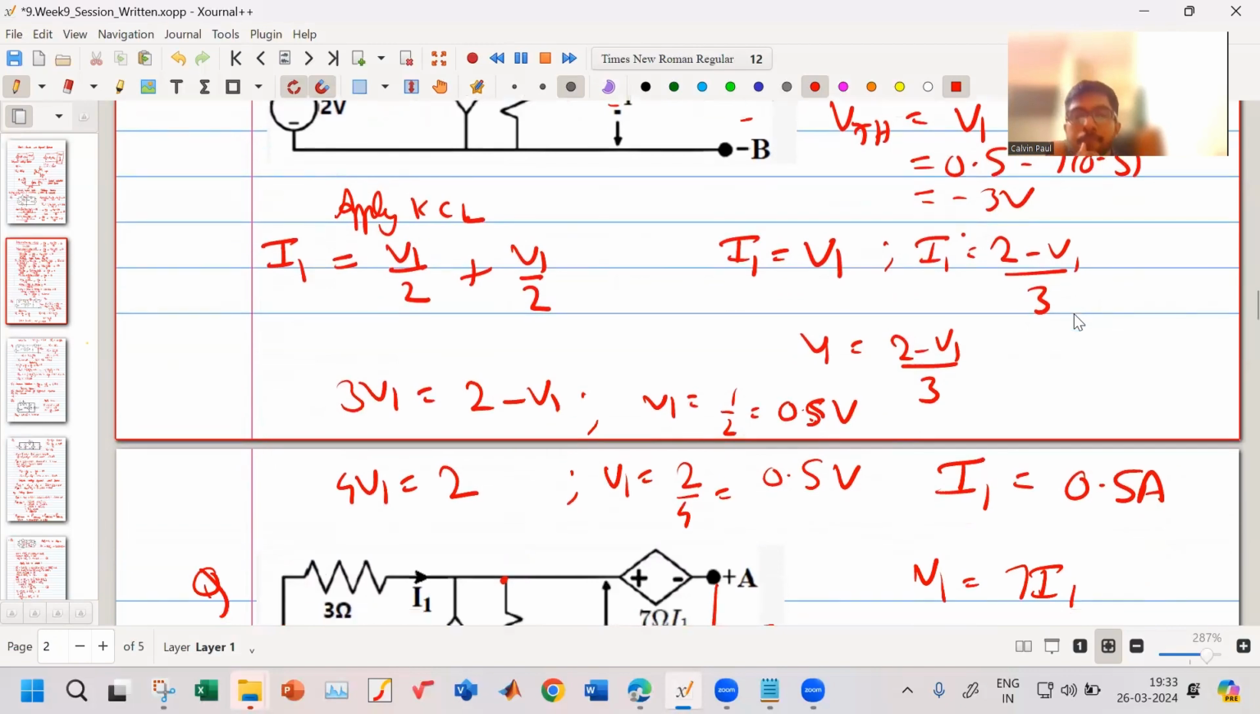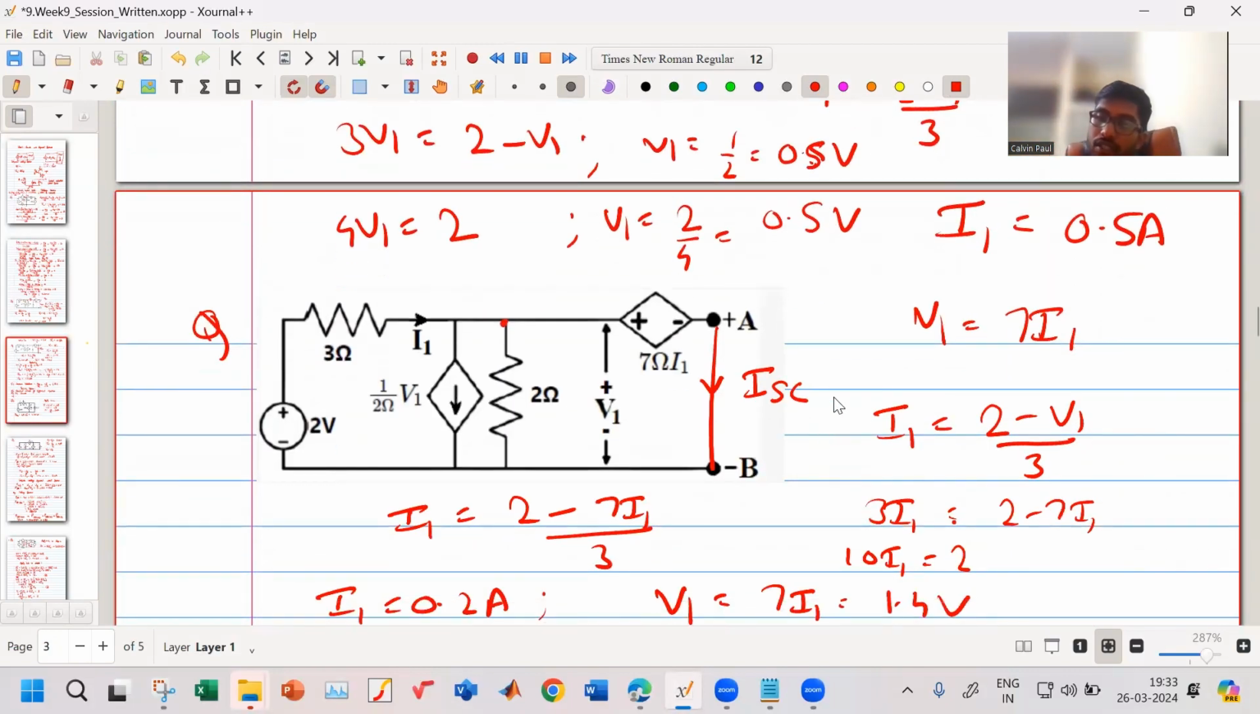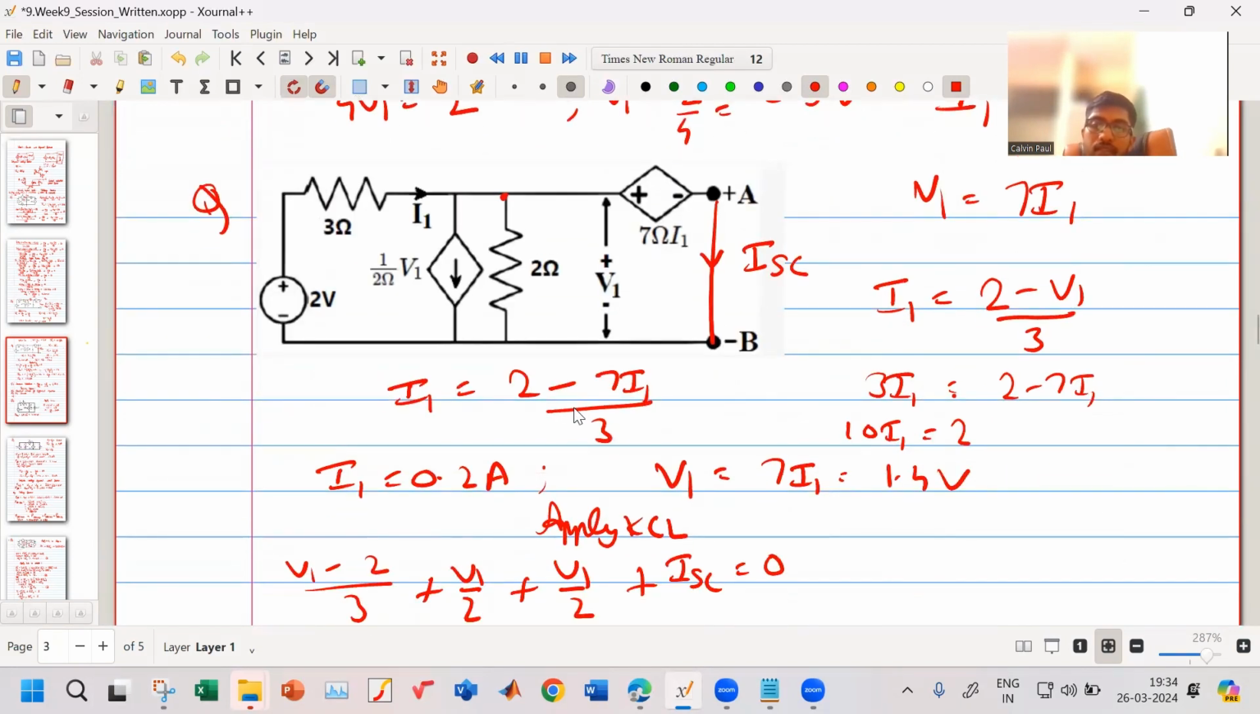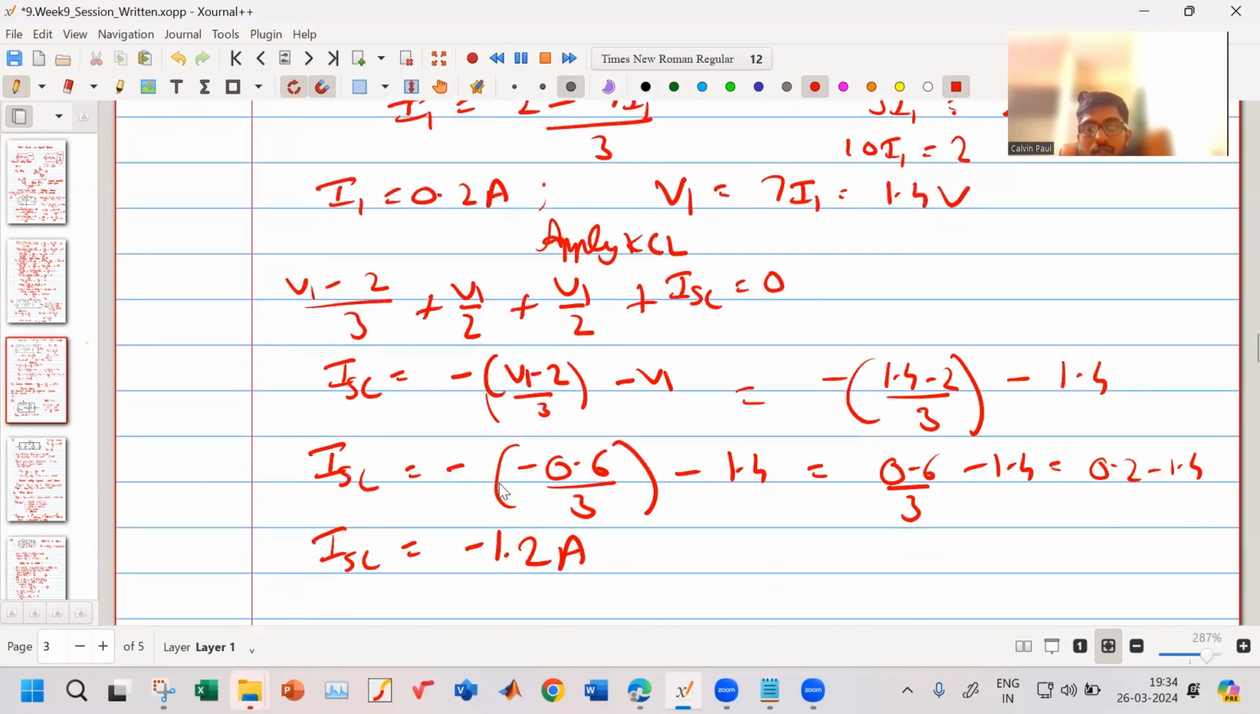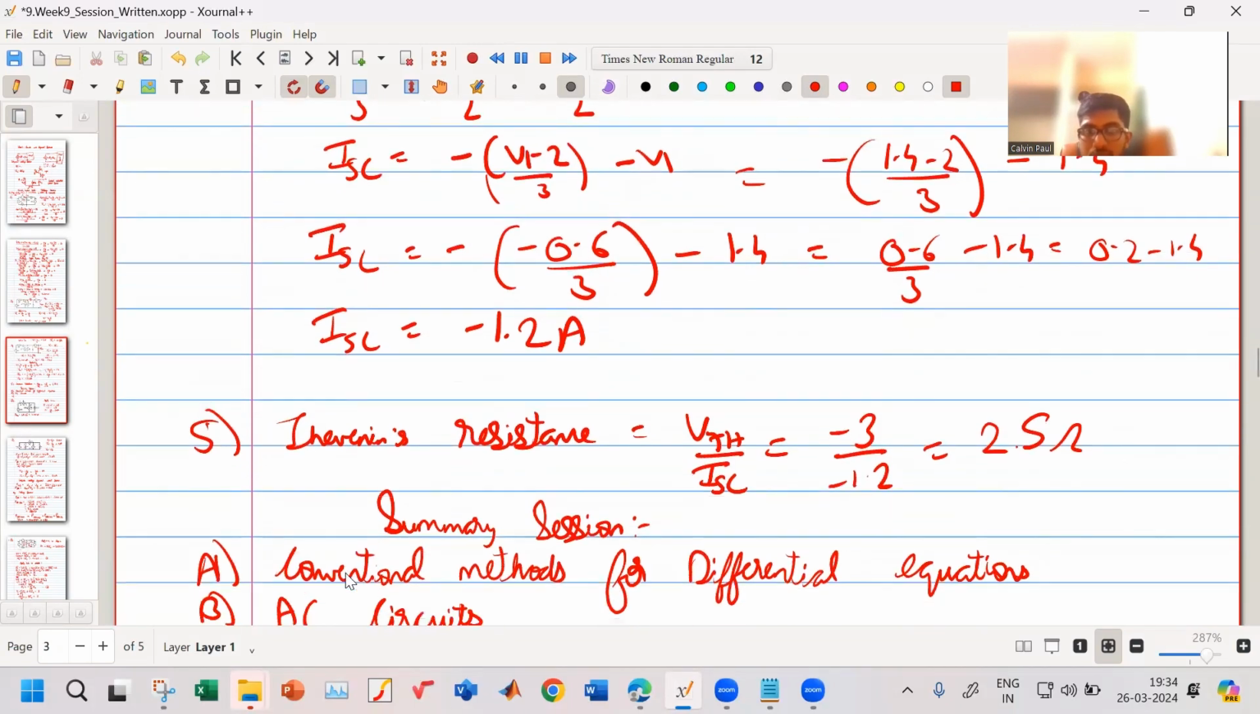Then we had to find a Norton's current. So for Norton's current, we just simply shorted the terminals AB, and again we applied KCL. Also we applied KVL, and then we found a short circuit current equal to minus 1.2 ampere. So then finding the Thevenin resistance is simple. We do the Thevenin voltage divided by the short circuit current, and that gives me my Thevenin resistance.